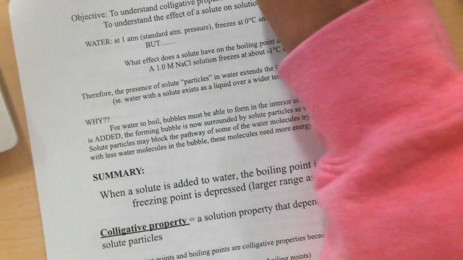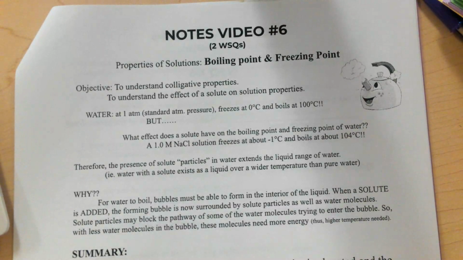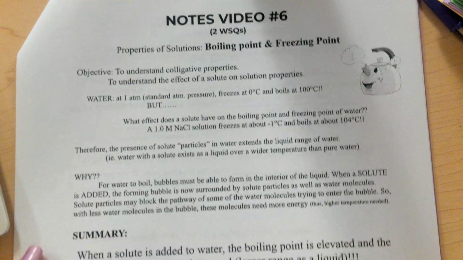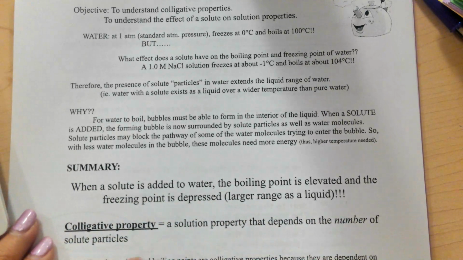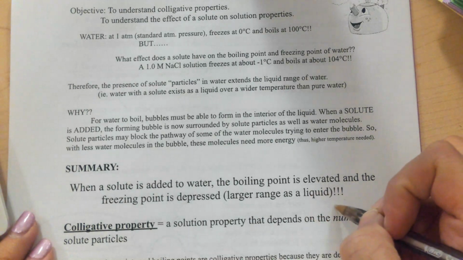Right, so this is the last video from this chapter. We're going to take care of some colligative properties. Now I'm going to jump to that first because boiling point and freezing point relate to how they respond when you add a solute, which is a colligative property. A colligative property is a solution property that depends on the number of solute particles. So it's the quantity. It's how many particles there are.